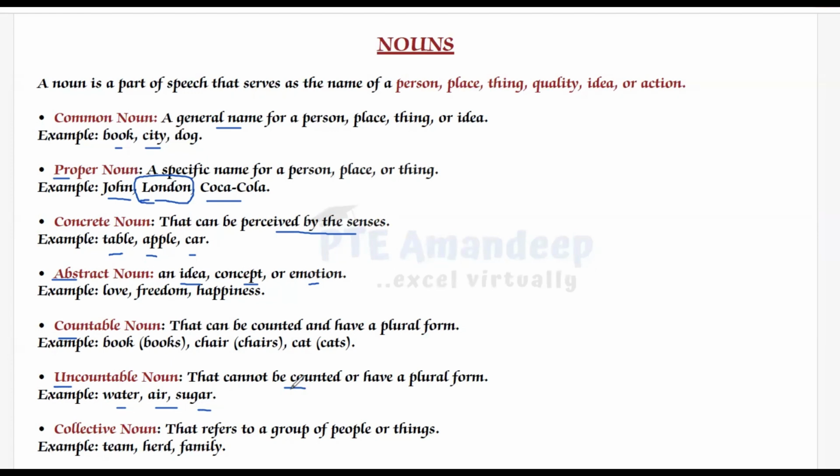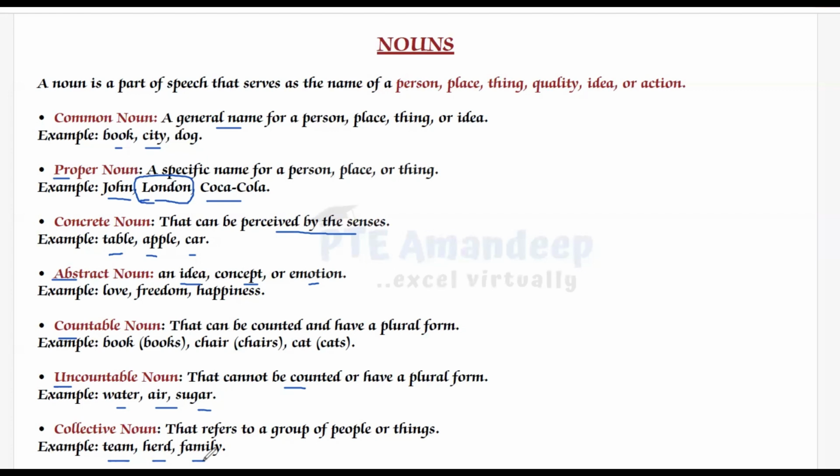And the last one is the collective noun. As the name suggests, collective means a group of anything, for example, a group of people or things. For example, a team, which can be a group of members, a herd, a group of animals, or a family, which may include any number of members. Group, class, army also. So the name of a group is a collective noun, right?